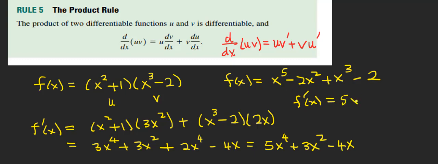You get 5x to the fourth. What's the derivative of x cubed? Plus 3x squared. What's the derivative of negative 2x squared? That's negative 4x. And of course, derivative of negative 2 is 0. So you end up getting the same answer. But you got to know the product rule because sometimes it's very difficult to multiply out the terms. So make sure you know the product rule.